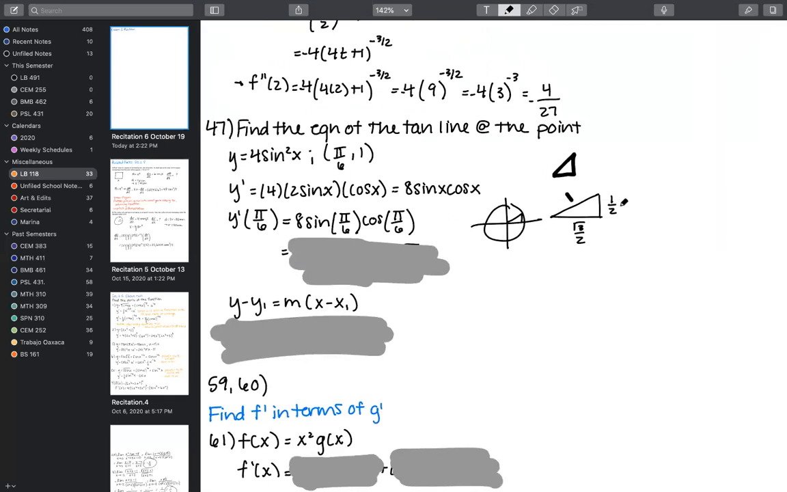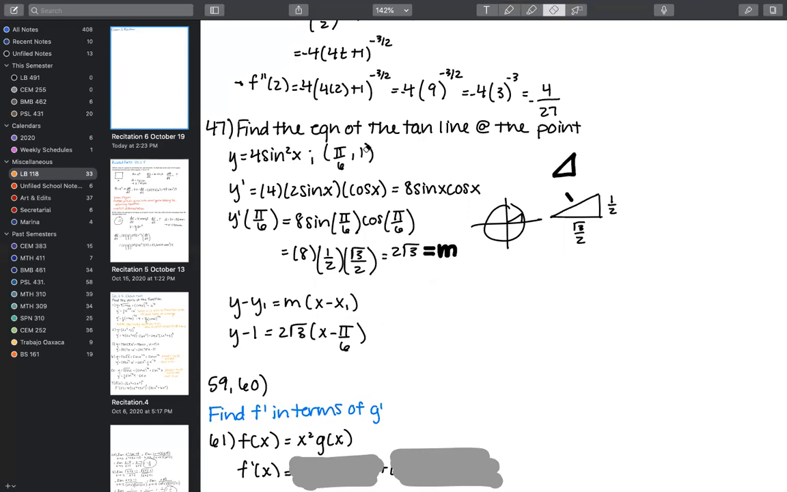So that being said, we've just determined that this is going to be our sine because it's a height, and this is going to be our cosine because it's the width. So we get 8 times 1/2 times square root 3 over 2, which then simplifies to 2 square root 3, which is going to be our m. That's our y prime, our specific m, at the instant we're being asked to evaluate. And so we can just plug in all the info that we have into this equation now. We plug in the 1 for y1, our derivative goes here, and then pi over 6 for x1.